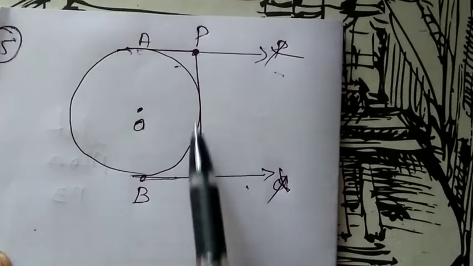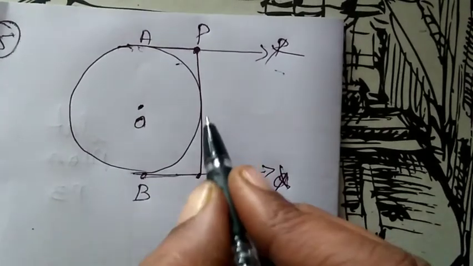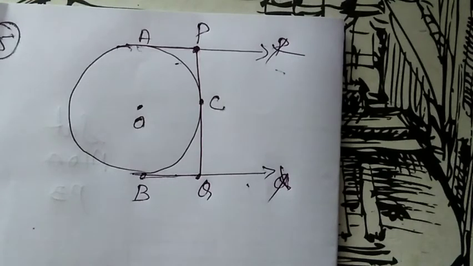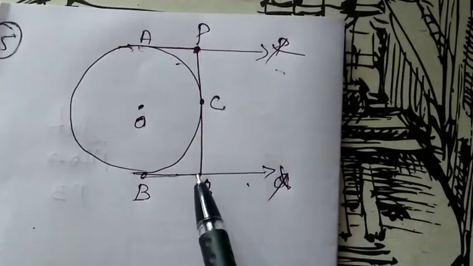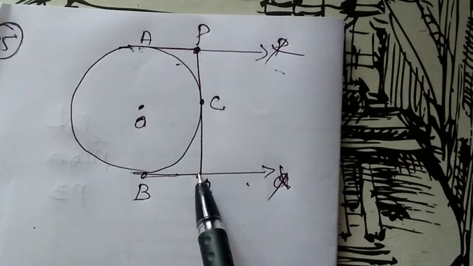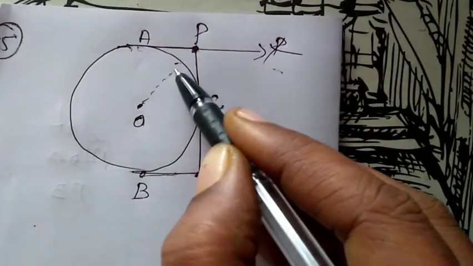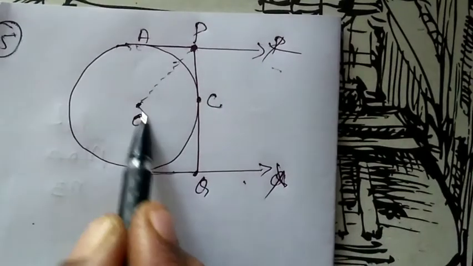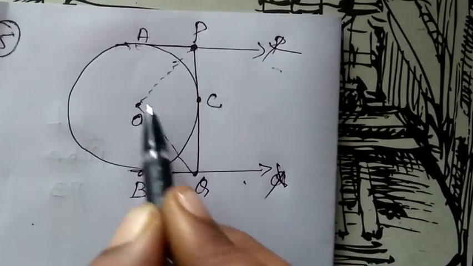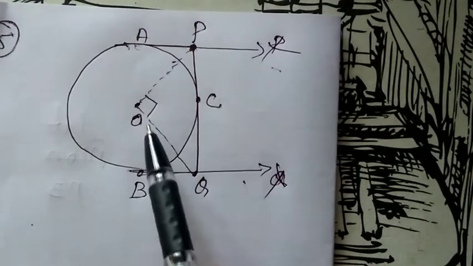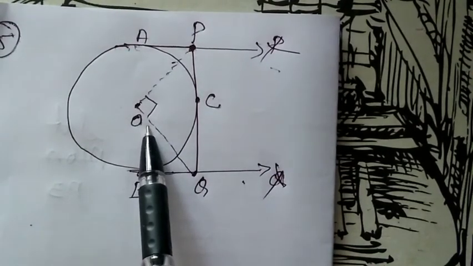And when we join PQ, it will become one more third tangent. Let us touch the point of contact at C. Now we have to prove the third tangent PQ subtends right angle at the center. That is this PQ, when we join with the center, that is OP and OQ, this angle should be right angle. PQ tangent subtends right angle at the center.